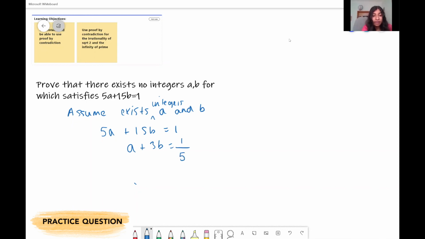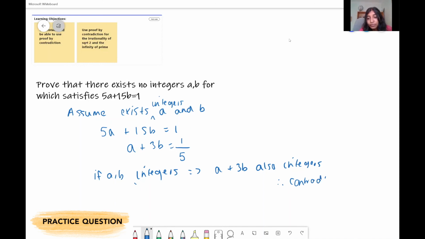But if a and b are integers, then this implies that a plus 3b also has to be an integer, because if you add together two whole numbers, you're going to end up with a whole number. But this contradicts the fact that a plus 3b is 1 over 5, which is not a whole number. Therefore, you get a contradiction. And so the original statement, that there exist no integers a, b which satisfy 5a plus 15b equals 1, is true.